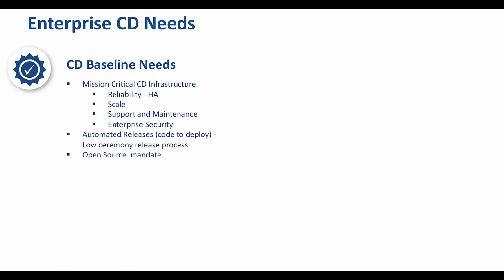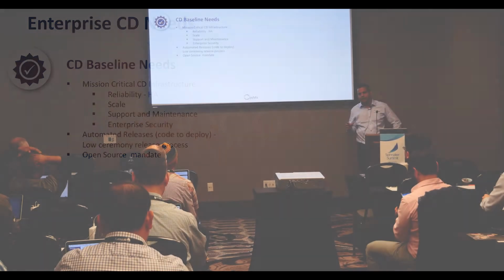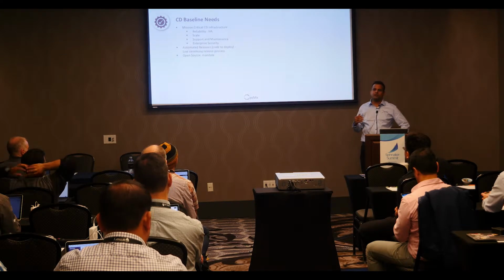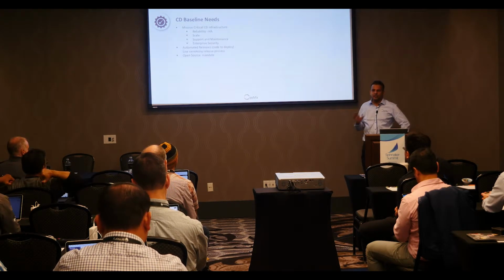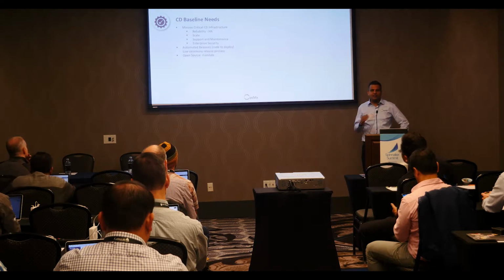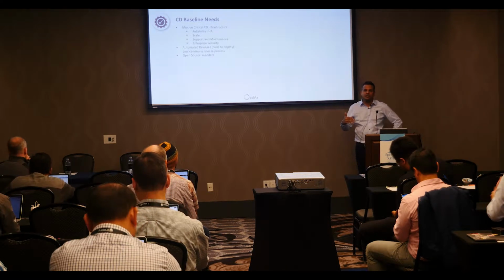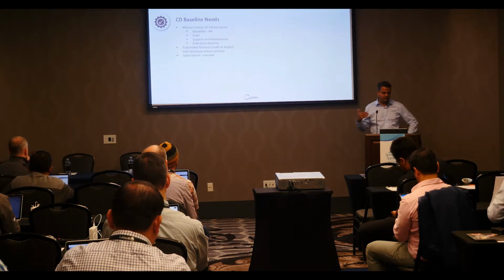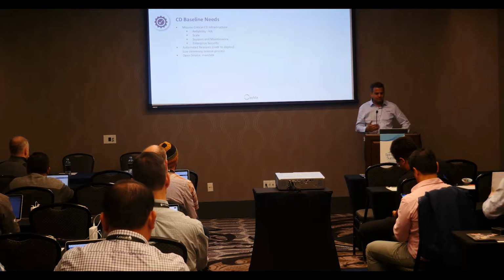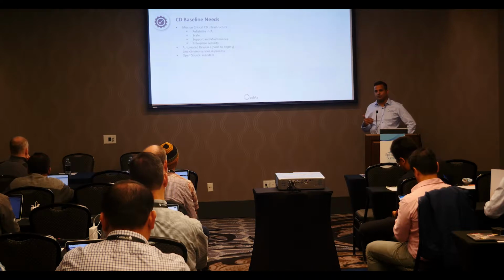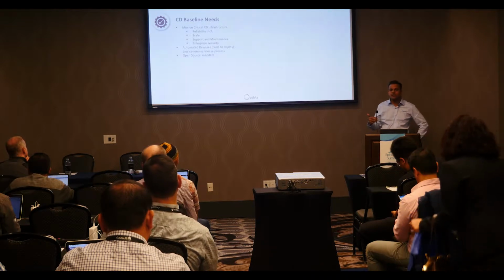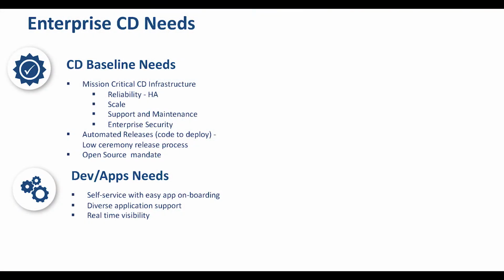Spinnaker is great in providing automated releases, from code to deploy. One of the recurring themes I'm hearing from users is that they want a low ceremony process. They want to be able to automate fully. Today, when you want to roll out any update, it takes human intervention, meetings and outage times to do all of that. So this is a requirement people have. The other one I've seen recurring is the open source mandate. There are certain organizations that are open source first. If I can get an open source solution, that is preferred over a closed source solution.